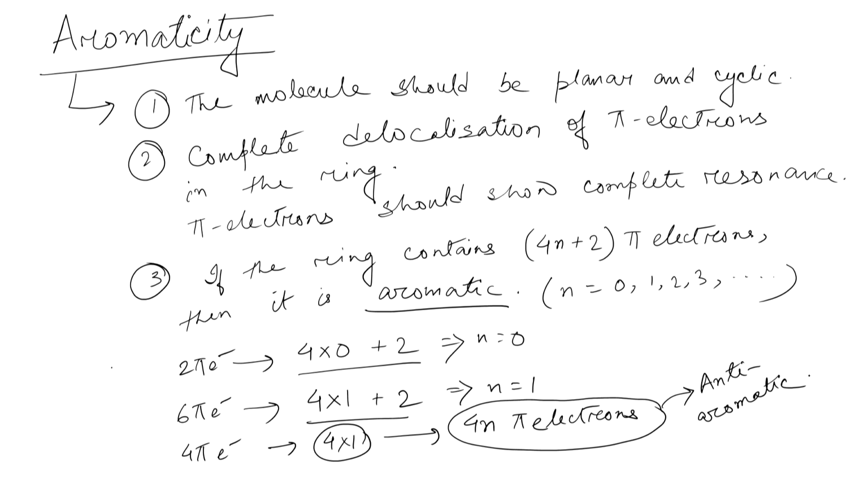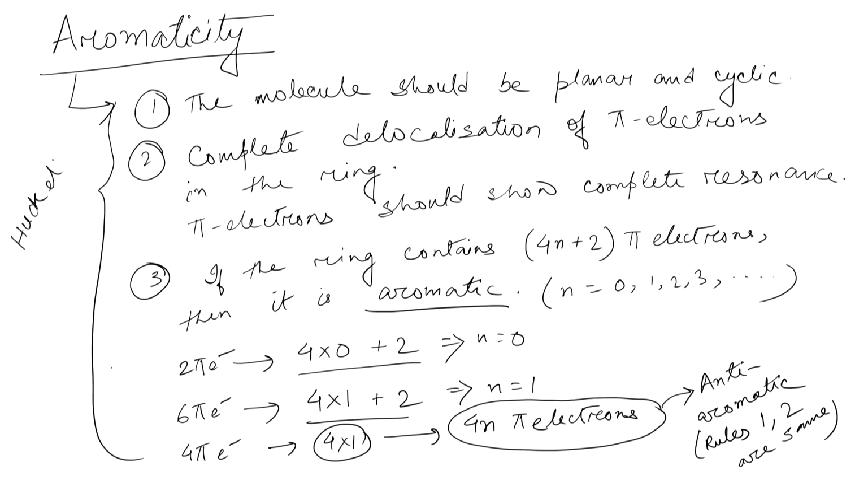Okay. So, the compounds that contain 4n plus 2 pi electrons, they are called aromatic, and the compounds that contain 4n pi electrons, they are called anti-aromatic. For anti-aromatic compounds, rule 1 and rule 2 remains the same, but the difference is in rule 3. Rules 1 and 2 are same. Okay. So the difference is rule 3. So these set of rules are known as Huckel's rule. Okay. These set of rules are called Huckel's rule.